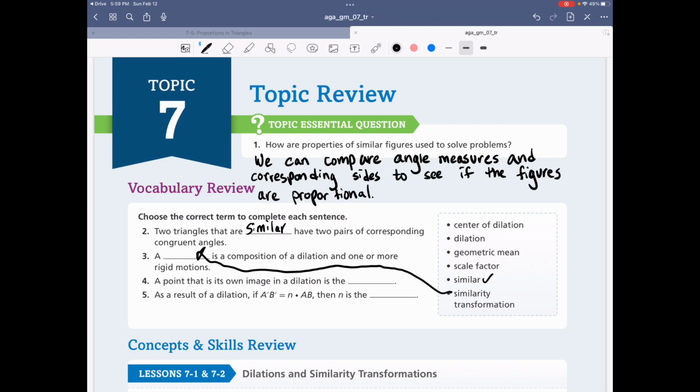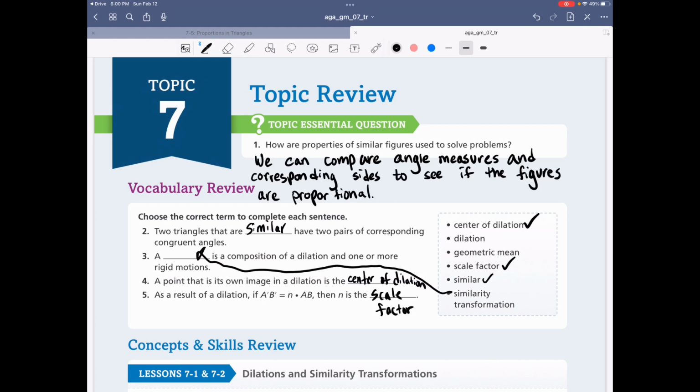So I guess we could draw arrows, but you'll actually learn better if you handwrite it, so I'm going to leave similar there. A point that is its own image in a dilation is the center of dilation. As a result of a dilation, if A prime B prime equals N dot AB, then N is the scale factor, because that's what you're multiplying by.